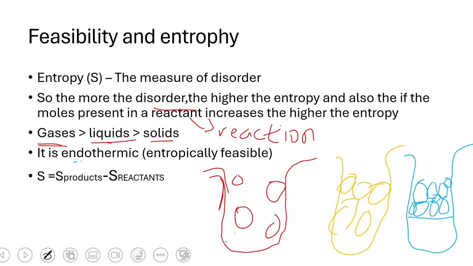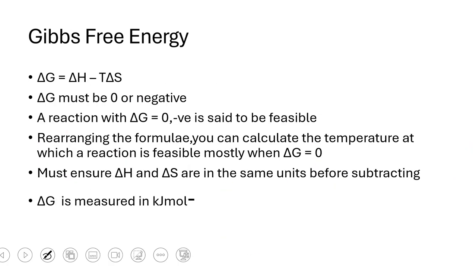And this is mostly endothermic, which is known as entropically feasible. And this is the equation for entropy change: ΔS is equal to the entropy of products minus the entropy of reactants. And for this part, if an equation is given and the moles present in the products are greater than the moles present in the reactants, it means the entropy has increased.